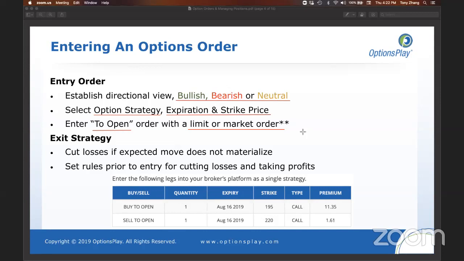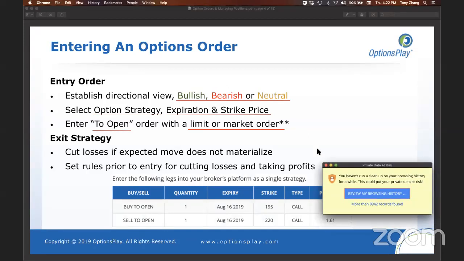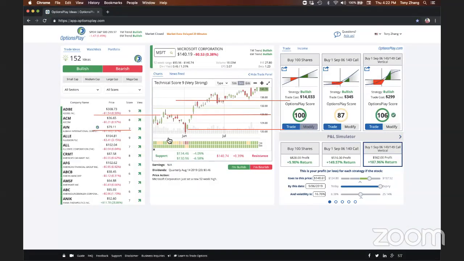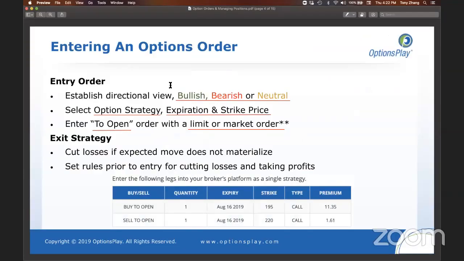Now, an exit strategy. This is where you set rules for yourself to determine when you want to get out. Most importantly, you want a sense of when you're going to cut losses or take profits on your trade. These should all be based on rule-based approaches, and we're going to go over what those rules are for determining when to cut losses and when to take profits.